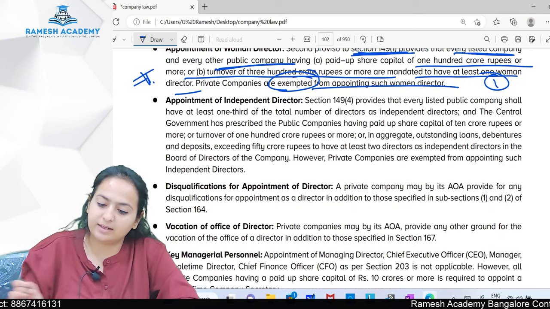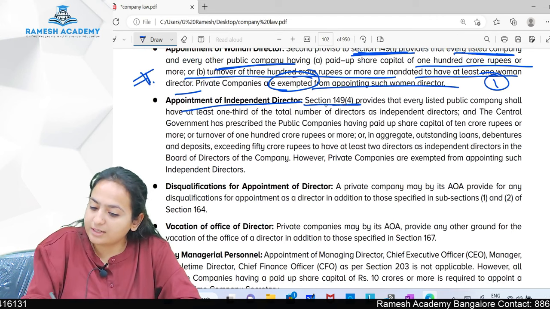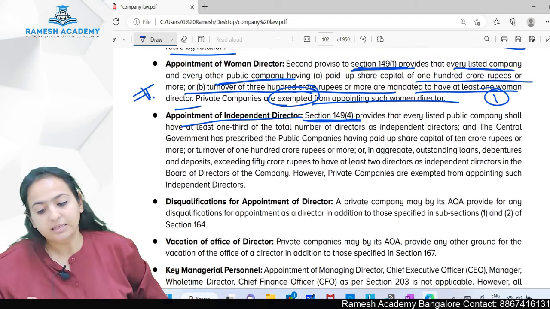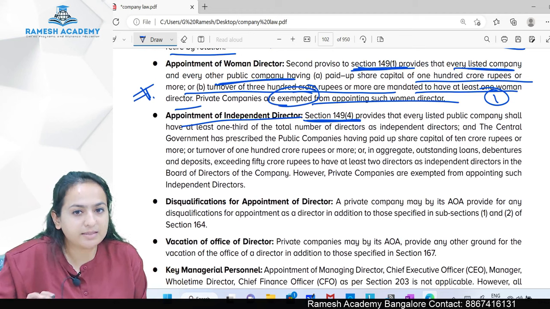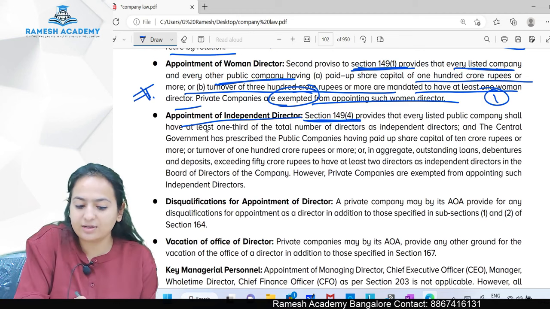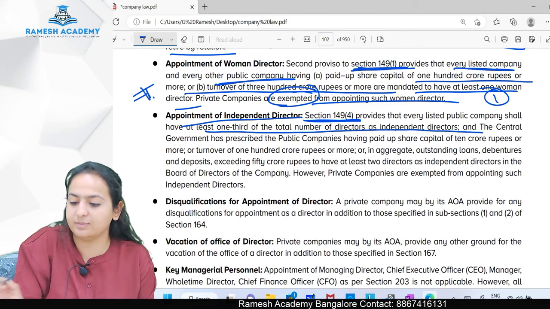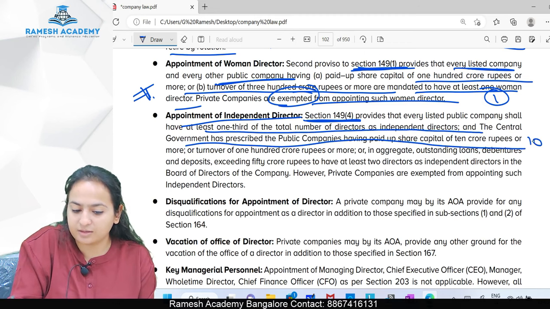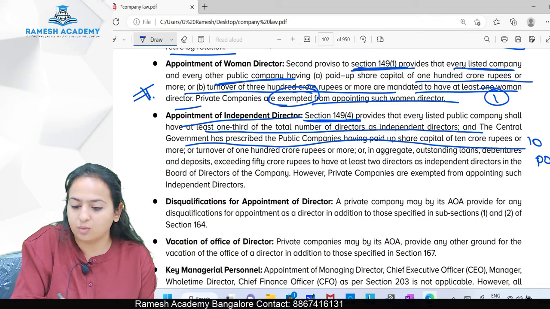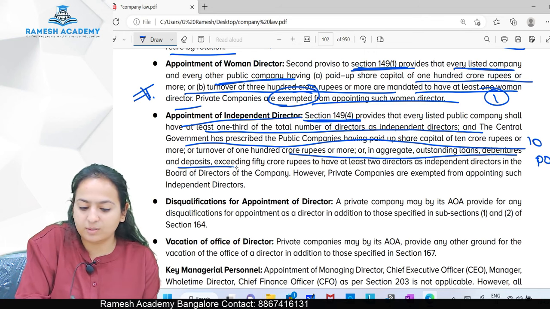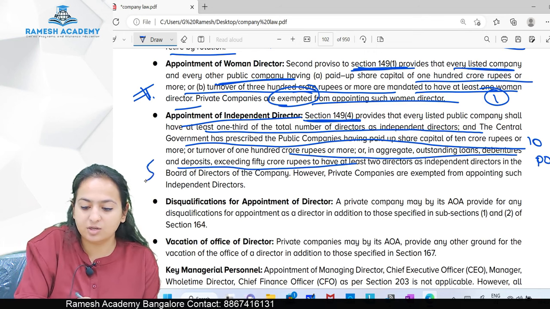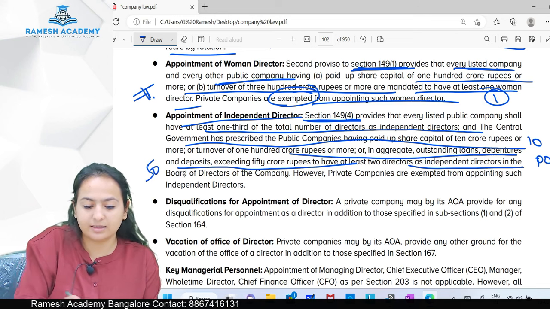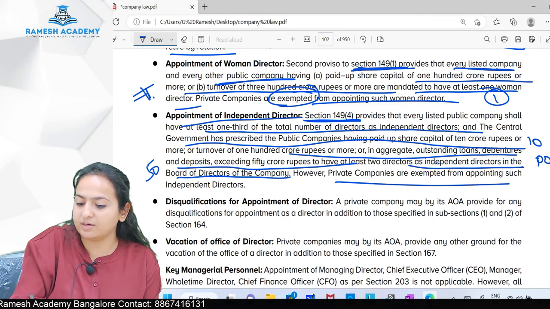Appointment of independent director. Section 149, same as for woman director, deals with this: every listed company shall have at least 1/3 of the total number of directors as independent directors. And the Central Government may prescribe that a public company having paid up share capital of 10 crore or turnover of 100 crore, or aggregate outstanding loans or debentures of 50 crore, shall have at least 2 directors as independent directors on the board of the company. However, private companies are exempted.